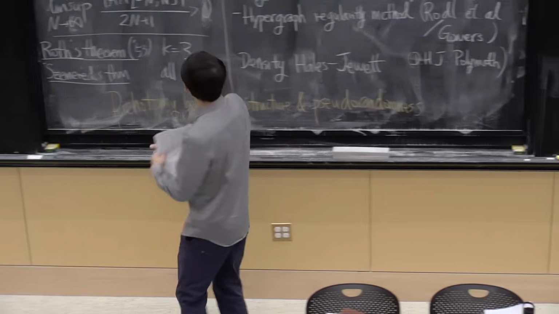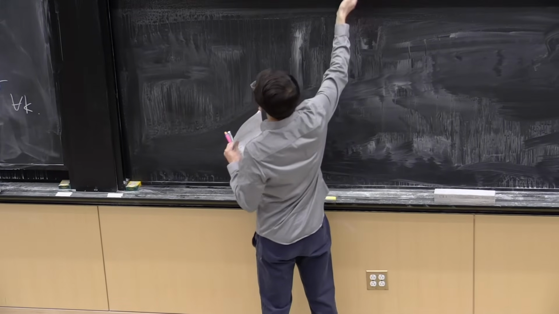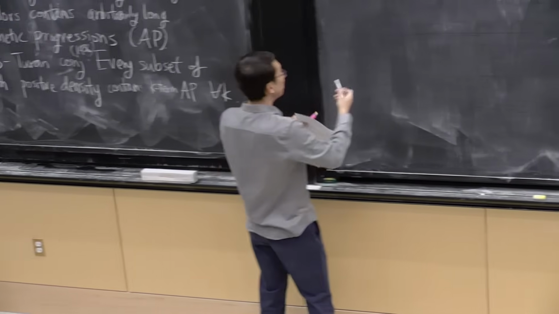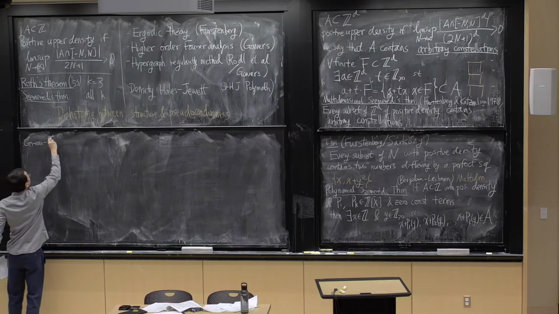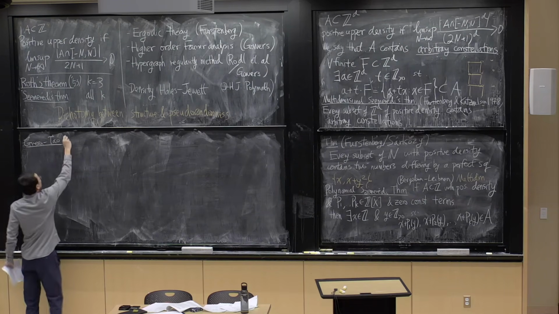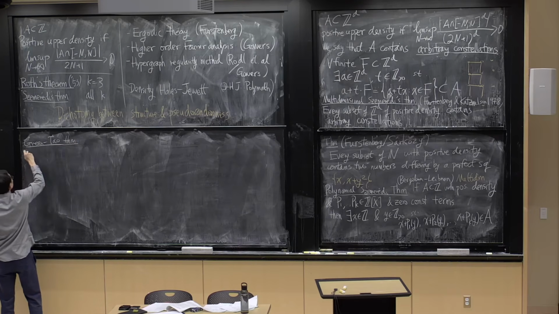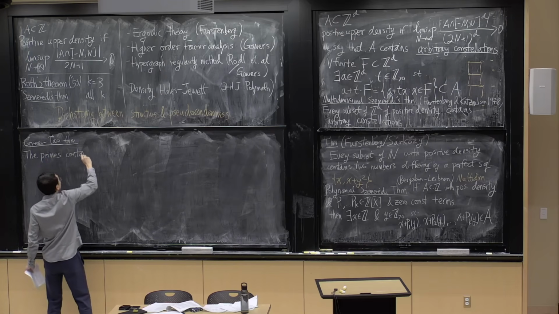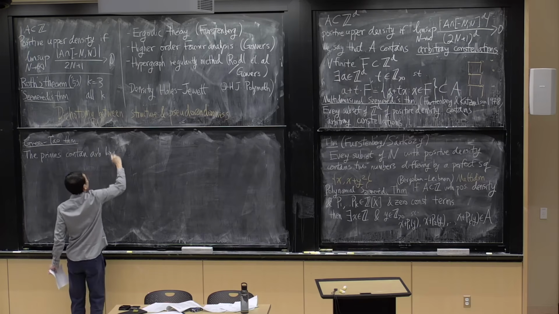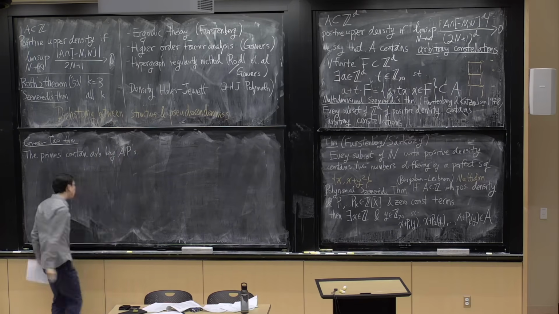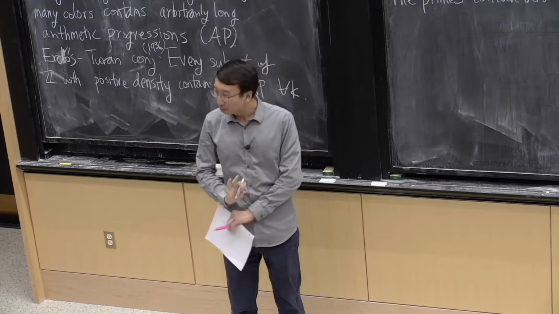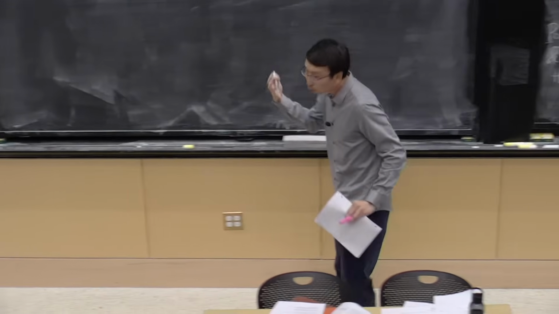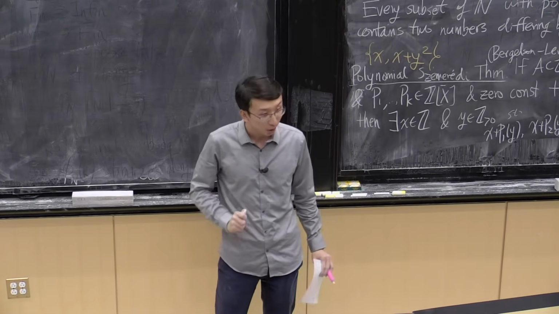Let me mention one more theorem that many of you, I imagine, have heard of. This is the Green-Tao theorem. The Green-Tao theorem says that the primes contain arbitrarily long arithmetic progressions. This is a famous theorem, one of the most celebrated results of the past couple of decades, and it resolved some long-standing folklore conjectures in number theory.